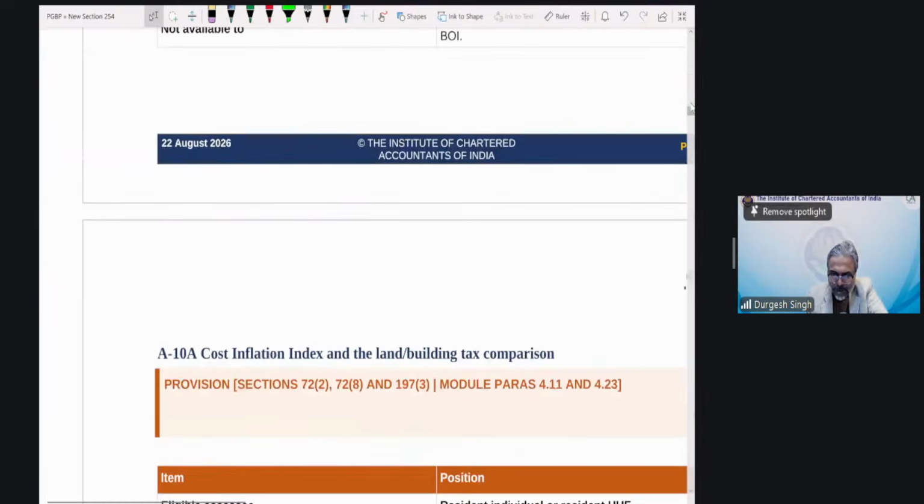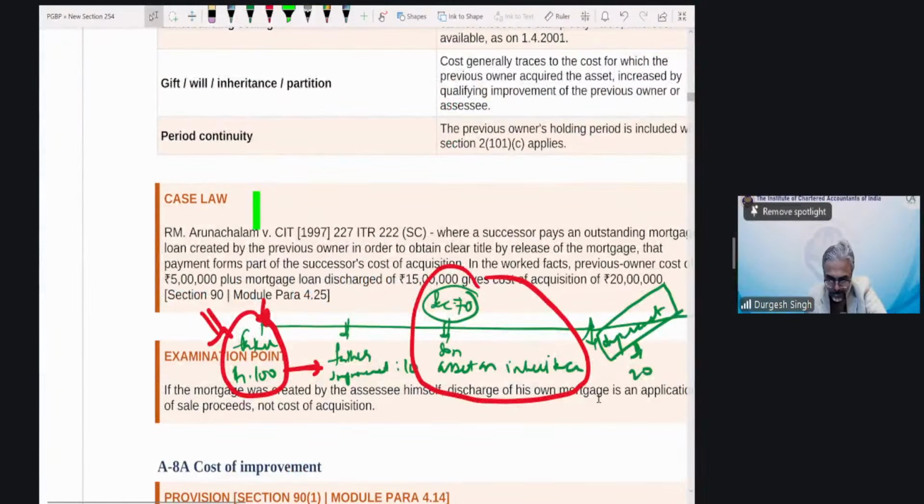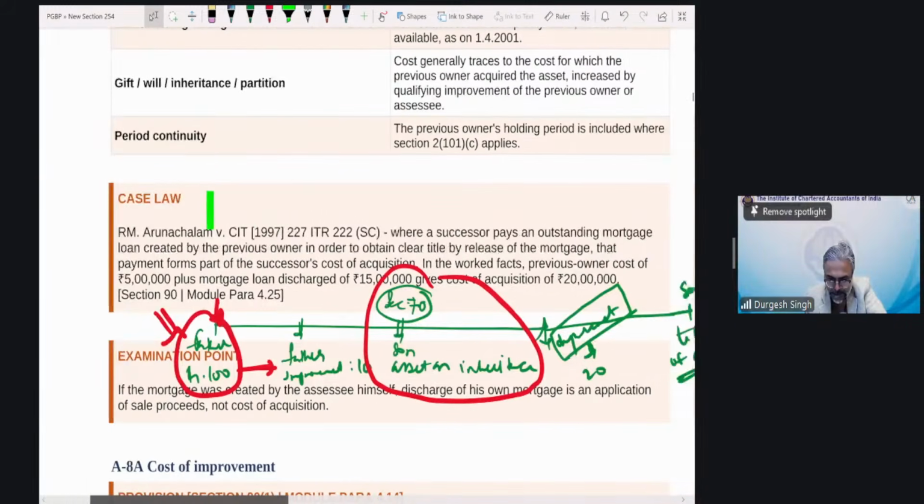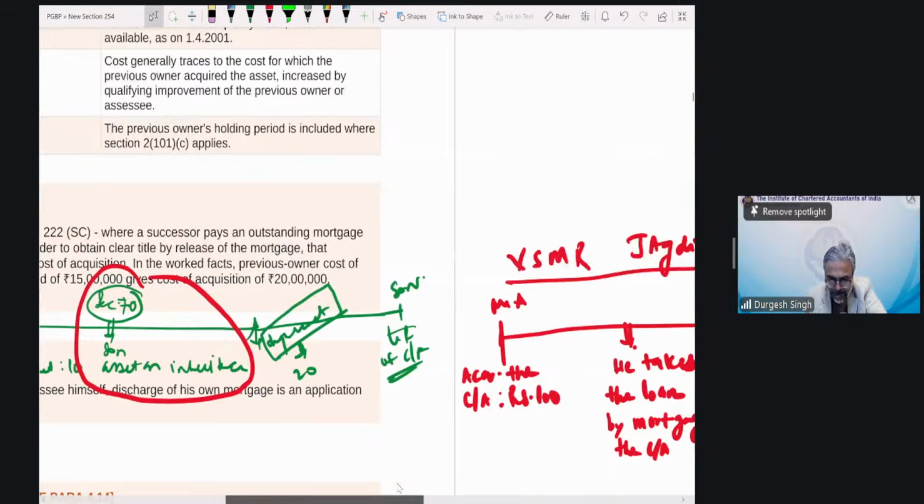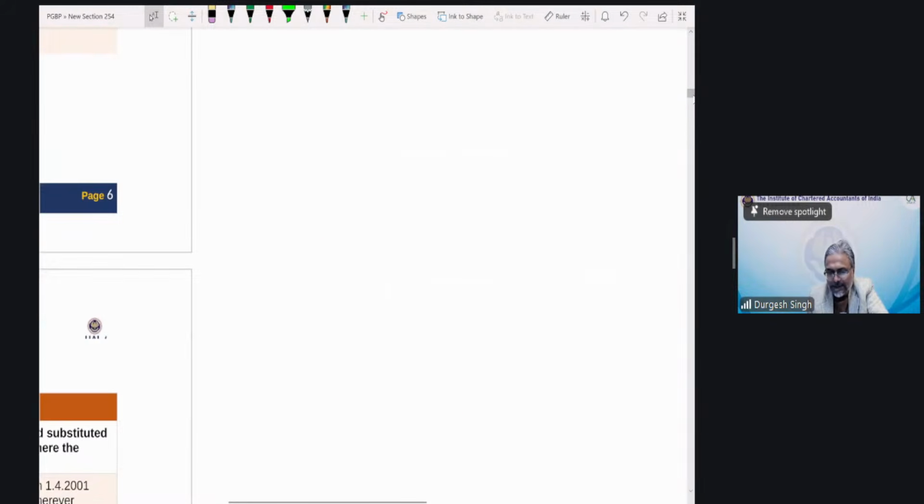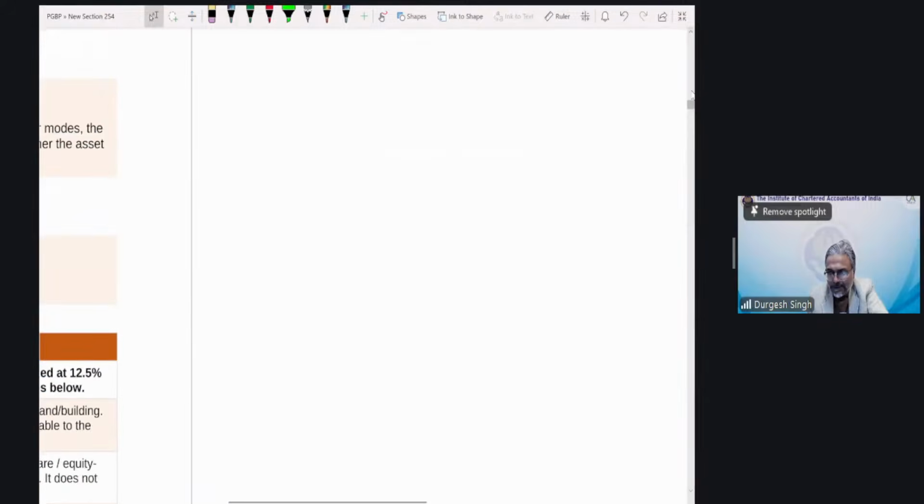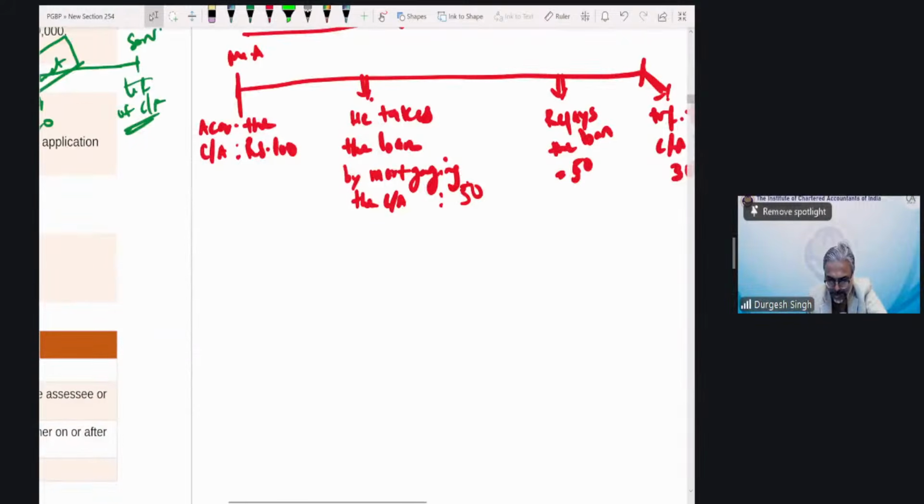So if you've copied down this one, students, my question to all of you is this: whether now he's calculating the capital gains. The son is now calculating the capital gains. What is happening now, students? How is he calculating the capital gains? I'll show you. The calculation of capital gains by the son goes like this.